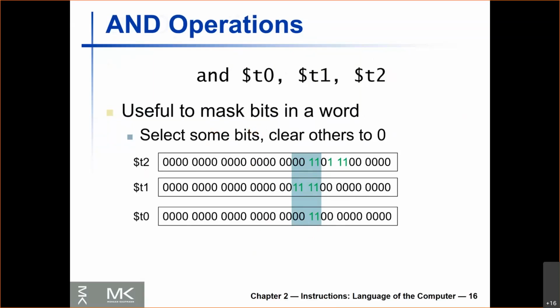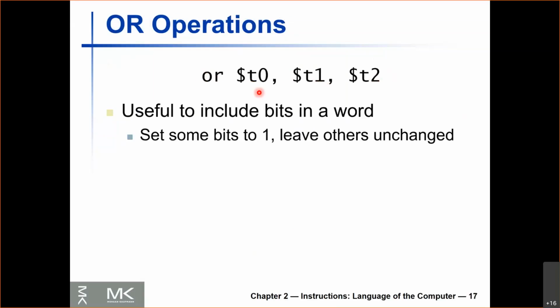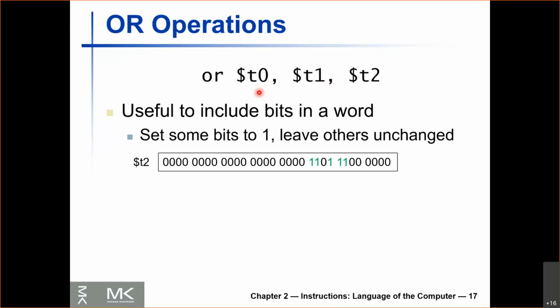Another logic operation is a bitwise OR. So a bitwise OR takes T1, T2, does a bitwise OR, and stores the result in T0. And the way the bitwise OR works is as follows. The bitwise OR is useful if I want to set a specific bit inside of a word. So for example, let's say that I have this value over here in T2. These are 32 bits. And let's say I want to set a specific set of bits.